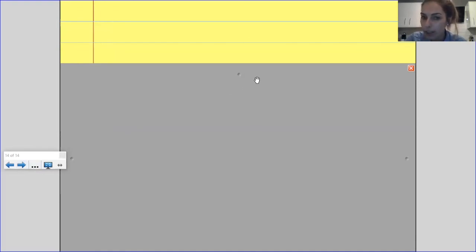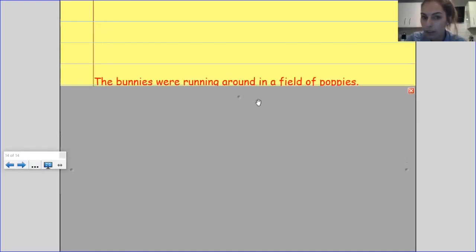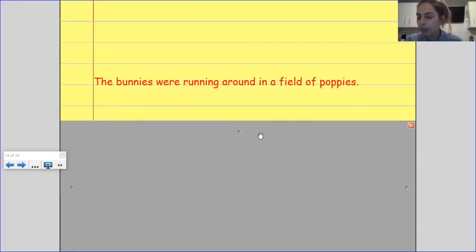Okay, let's reveal our sentence. There we go. How did you do? Shall we have a look at the words that used our rule? Bunnies, because bunny, the singular, would have ended in a Y. That would have had a Y grapheme on the end, wouldn't it? So bunny to bunnies, I-E-S. And poppy, again, it would have ended in a Y. So instead of that Y, we've replaced it with an I-E-S.